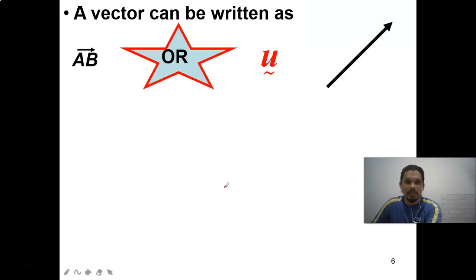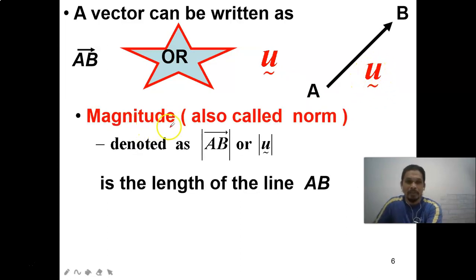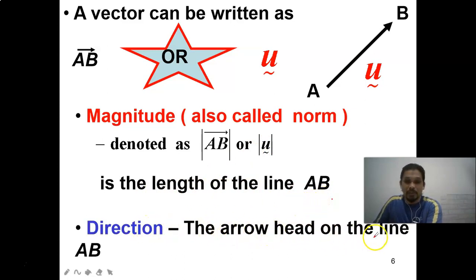A vector can be written as the vector AB, or we can represent it with a single vector notation u with a curly sign from A to B, or with a label here. The magnitude, also called the norm, is denoted as the absolute value of vector AB, or the absolute value of vector u, which is the length of the line AB. And direction is the arrowhead on the line AB. As you see here, from A to B, this shows the direction from A to B.